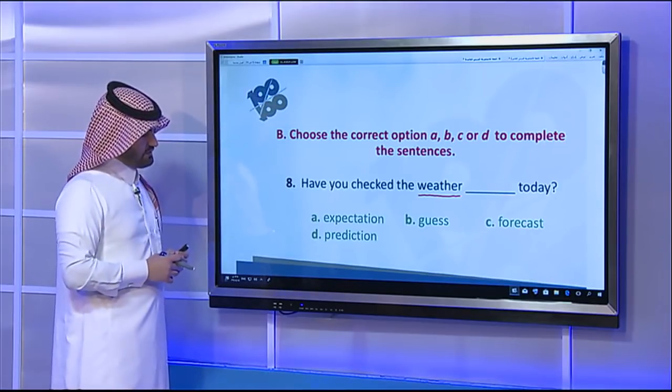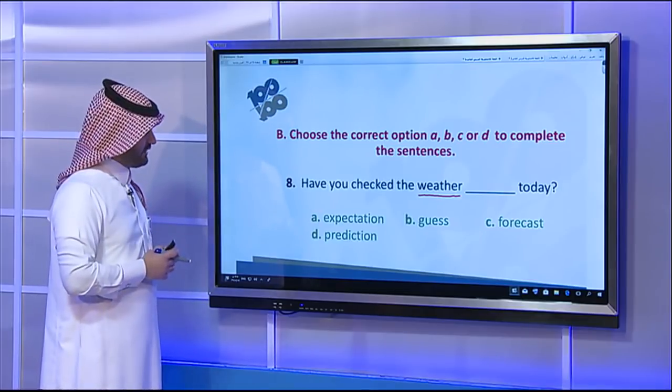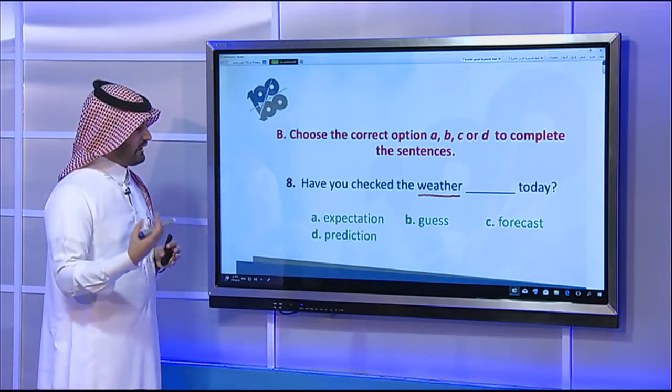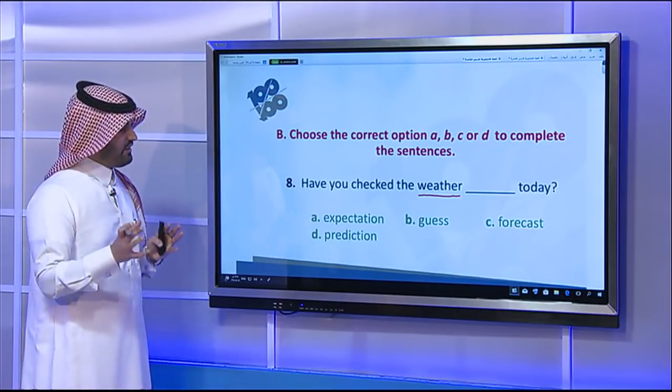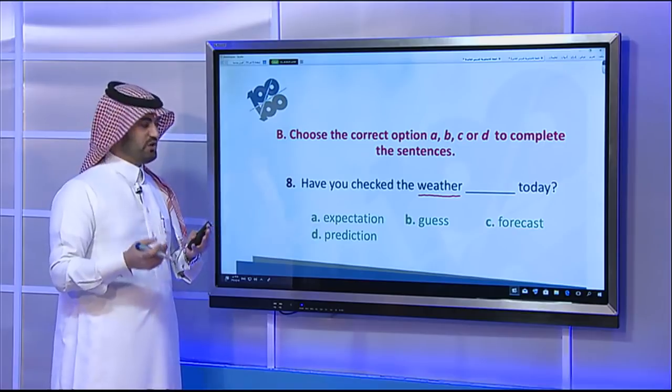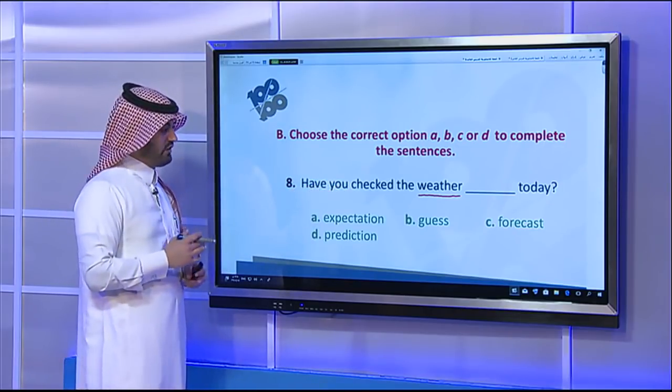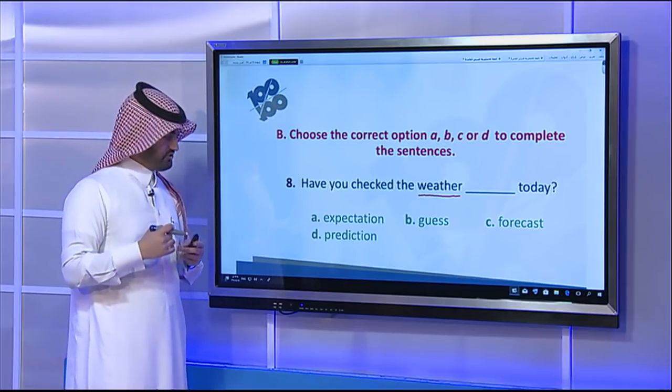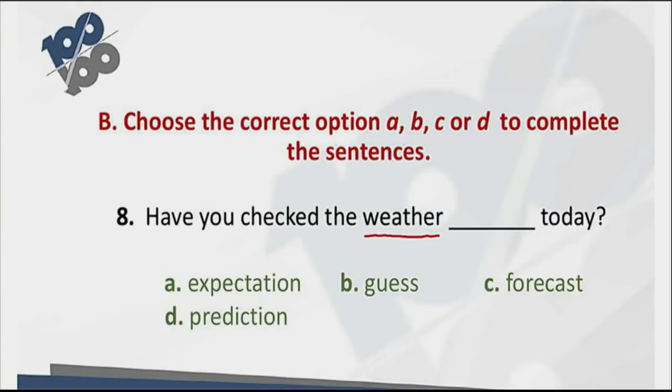When you look at the sentence and understand what it means, you have to look at the options and try to find their meanings. Sometimes there is a relation between words. For example, here, weather. When you see the word weather, what first comes to your mind from these options? Can I say, have you checked the weather expectation? Have you heard of this word? Of course not. Can you say, have you checked the weather guess? Of course not. But I can say, have you checked the weather forecast? The word forecast is usually related to the word weather. And I also cannot say, have you checked the weather prediction today.